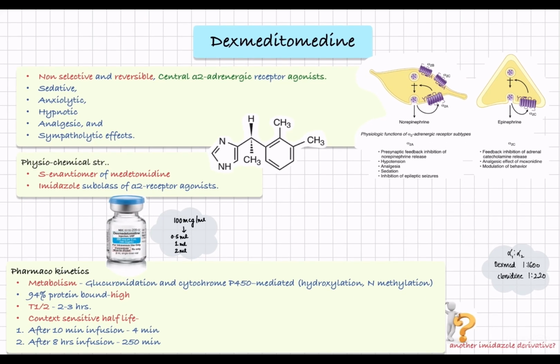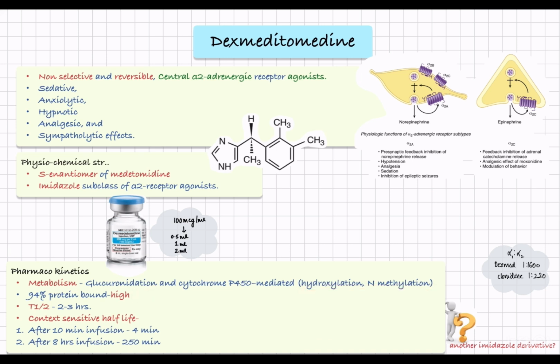Coming to its effects, it has sedative, anxiolytic, hypnotic, analgesic, and sympatholytic effects. Coming to its structure, it is the S enantiomer of medetomidine, and it is an imidazole derivative. Can you tell me another IV induction agent which is an imidazole derivative in the comment section below? Coming to its availability, it is available as 100 microgram per ml in 0.5, 1 and 2 ml vials. And coming to its pharmacokinetics, it is metabolized by the liver by glucuronidation and by cytochrome P450 using hydroxylation and methylation processes.